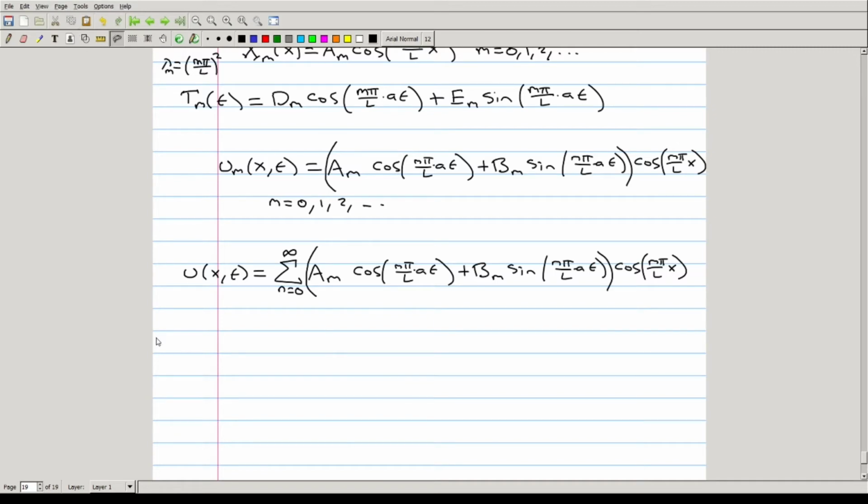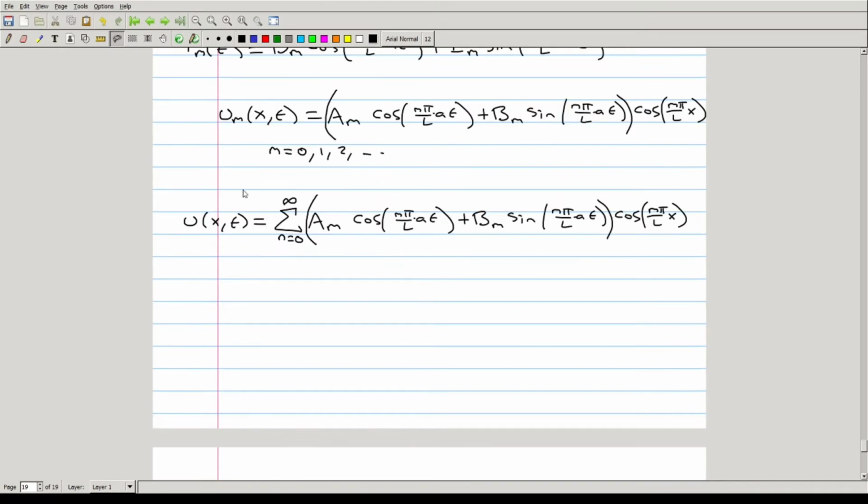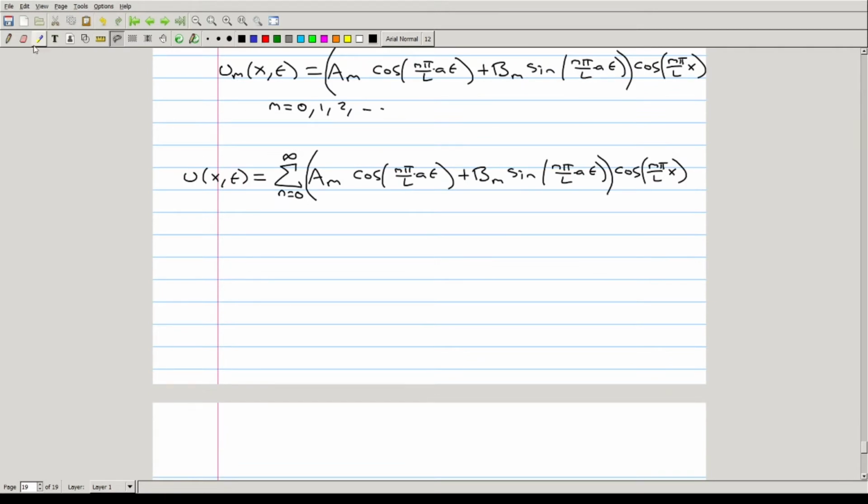And the last step here is to recognize this as a slightly more complicated Fourier series expansion when we look to the initial conditions. So we need to solve for AM and BM here. But as long as this series is uniformly convergent, we can do term-by-term differentiation and term-by-term integration.